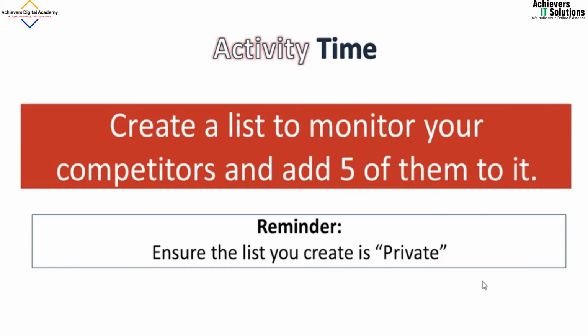So go to each of their profiles, click on the gear icon that I showed you, and add them to a list. But a reminder again, ensure that the list you create is private. Right? So all of you pause the video now, go to Twitter, add 5 of your competitors to a list and then come back. Alright.